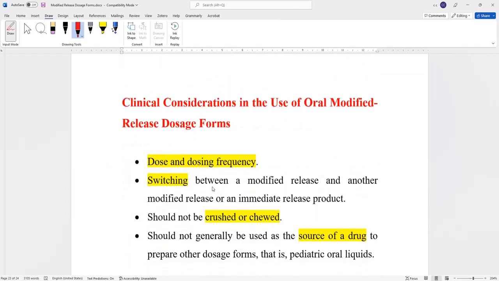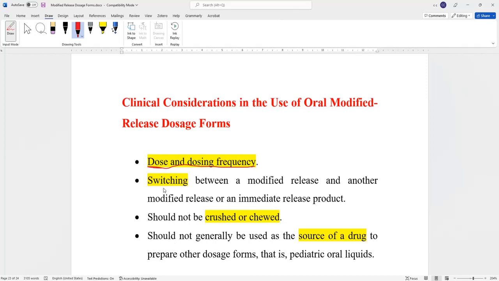Okay, what is the last thing we want to talk about? What are the clinical considerations in the use of oral modified release dosage forms? What you should tell the patient when you give them this new extended release dosage form. You must alert them. You should let them be aware, and you should remind them that this is extended release. It's not like the normal one. So they have to take the medication, for example, once a day, not 3 times a day. So you have to bring that to their attention.